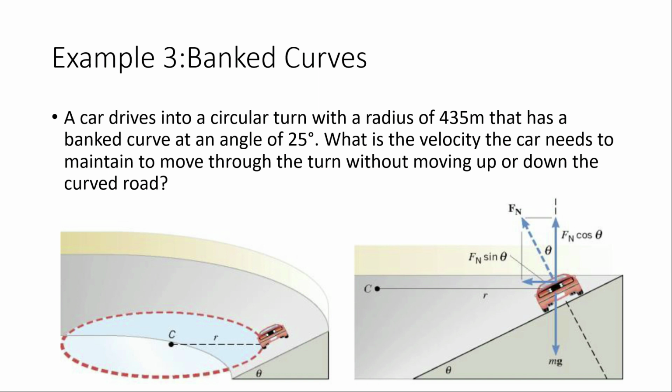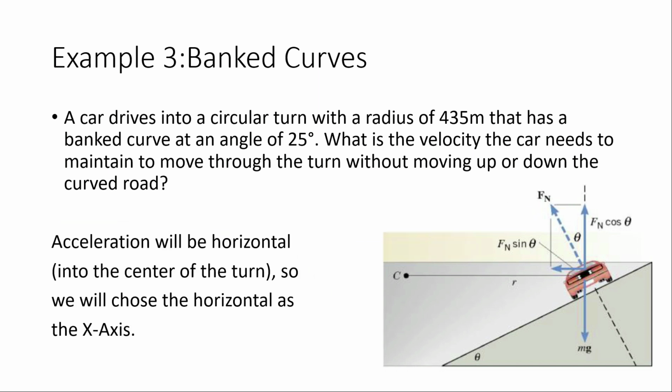In this case, why do we break things up this way? Well, it's because our acceleration is into the center of the turn. The acceleration was horizontal, so we choose our horizontal as the x-axis. If we think about this, it's the exact same as the problem we just did with the toy. It's a horizontal loop, there's gravity pulling down, and there's a force pulling up and into the center of the circle. With the toy airplane, it was tension, but in this banked curve, it's normal force. So this should go very similarly.